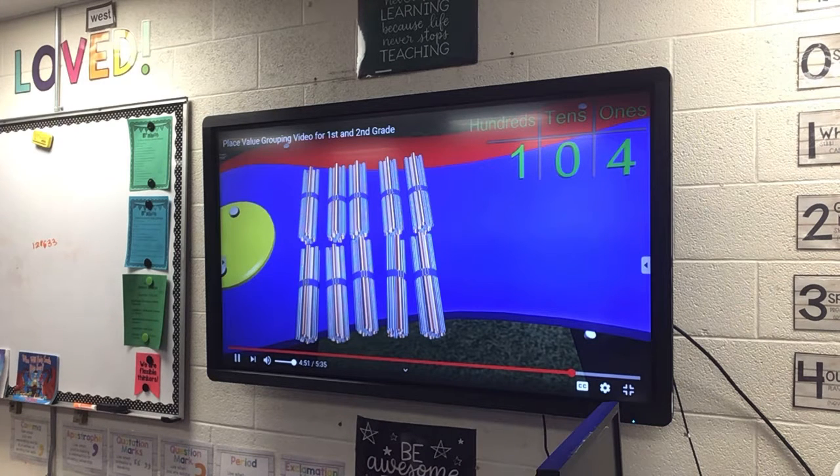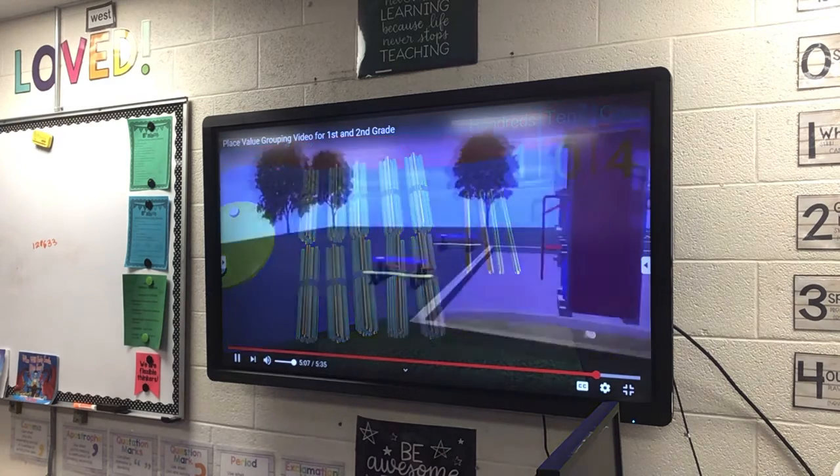If you said 4, you are correct. We need to add 1, 2, 3, 4 straws. So how many straws do we have in total? We have 104 straws. Great job!